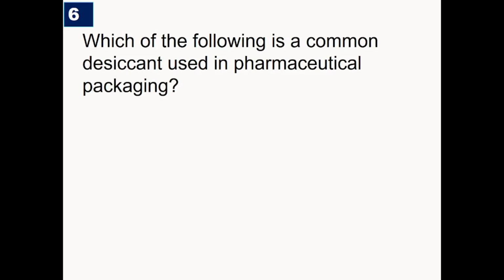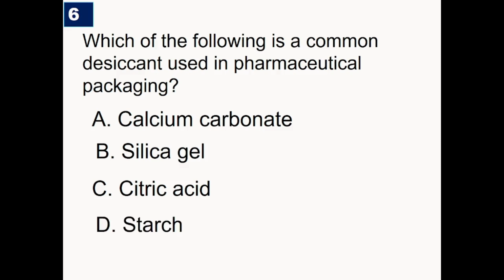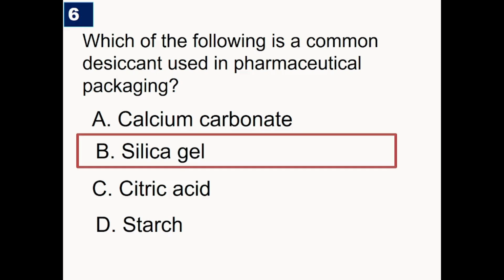Next, which of the following is a common desiccant used in pharmaceutical packaging? A. Calcium carbonate. B. Silica gel. C. Citric acid. D. Starch. The correct answer is silica gel. Silica gel is what most drug desiccants contain. That's the reason for the warning not to swallow those desiccants, because they contain silica gel, which can be harmful if swallowed.